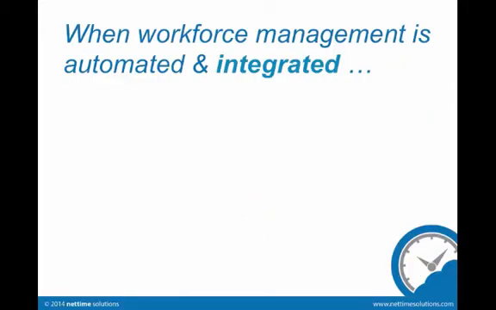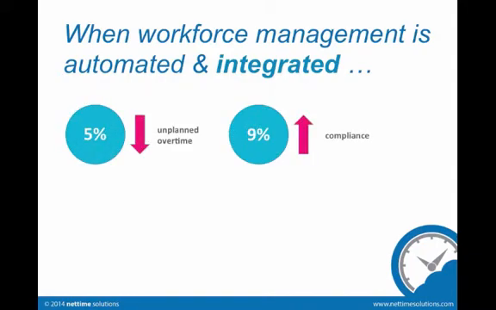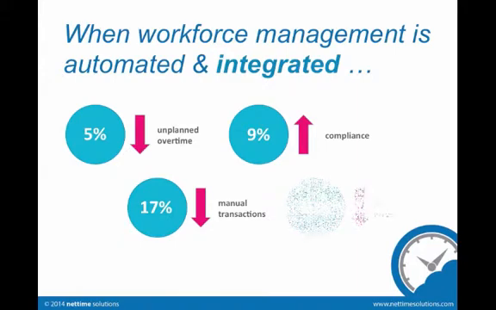Now, according to a research study from Aberdeen Group, when workforce management is automated and integrated, companies will see a 5% decrease in unplanned overtime costs, a 9% increase in their overall compliance, a 17% decrease in HR manual transactions, and a 30% decrease in processing errors.